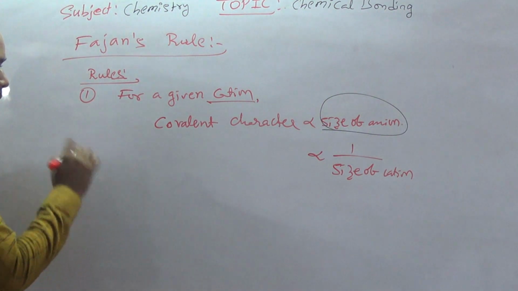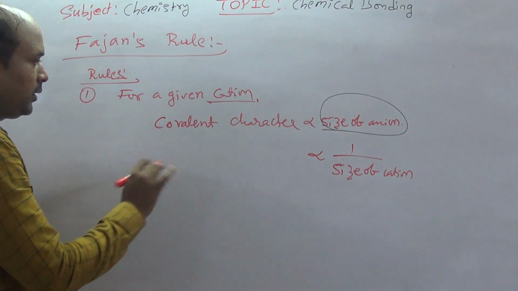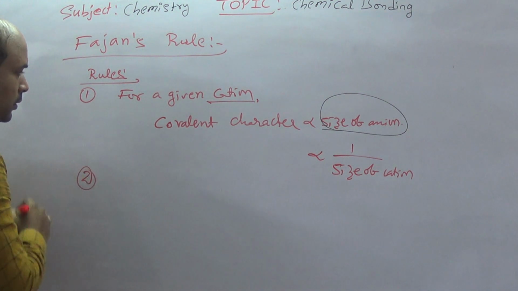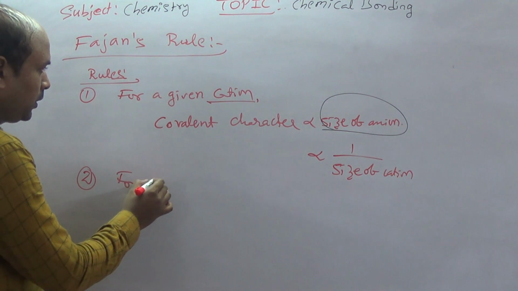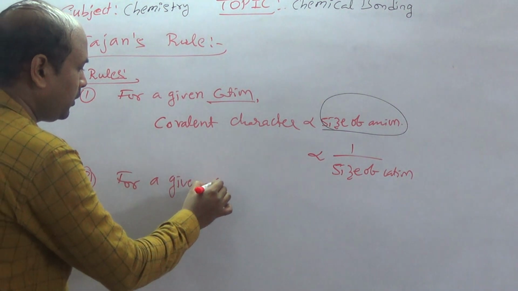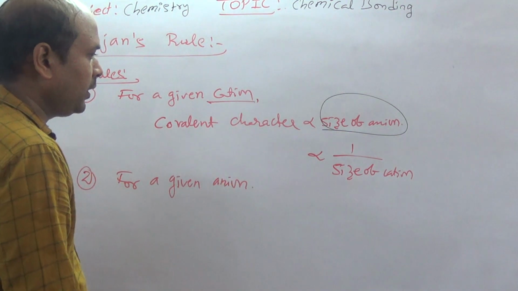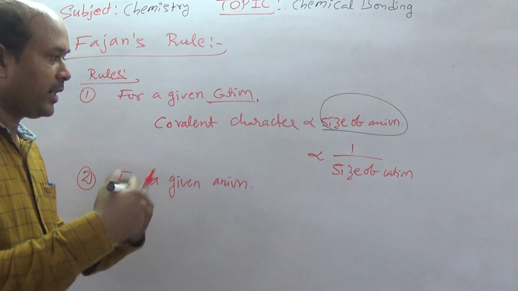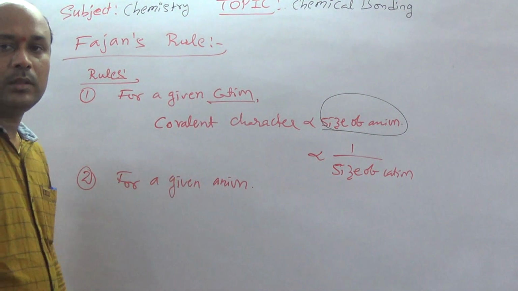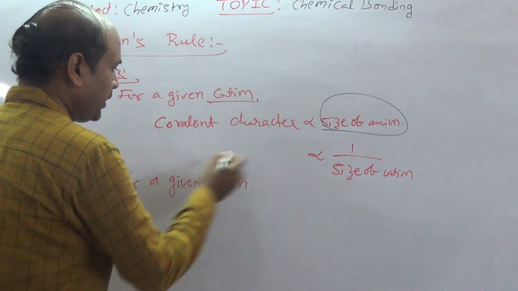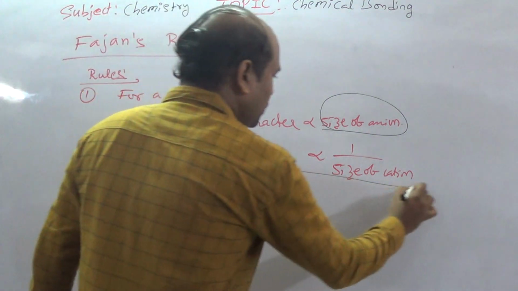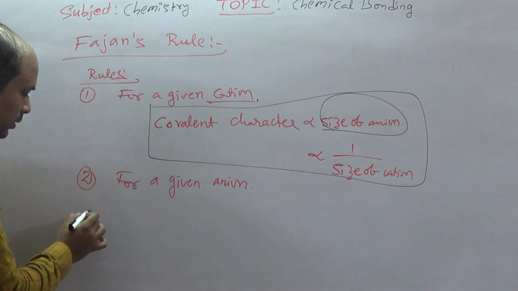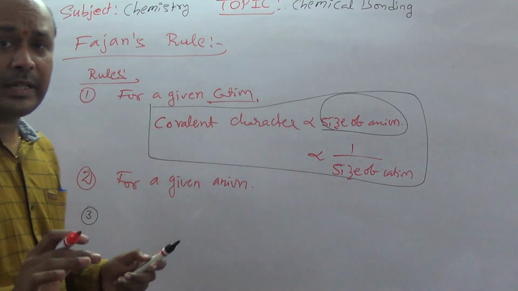So the second one is a simple condition. For a given anion, covalent character increases by decreasing the cation size. So the same conditions apply for these two rules. This is the shortcut point to remember.